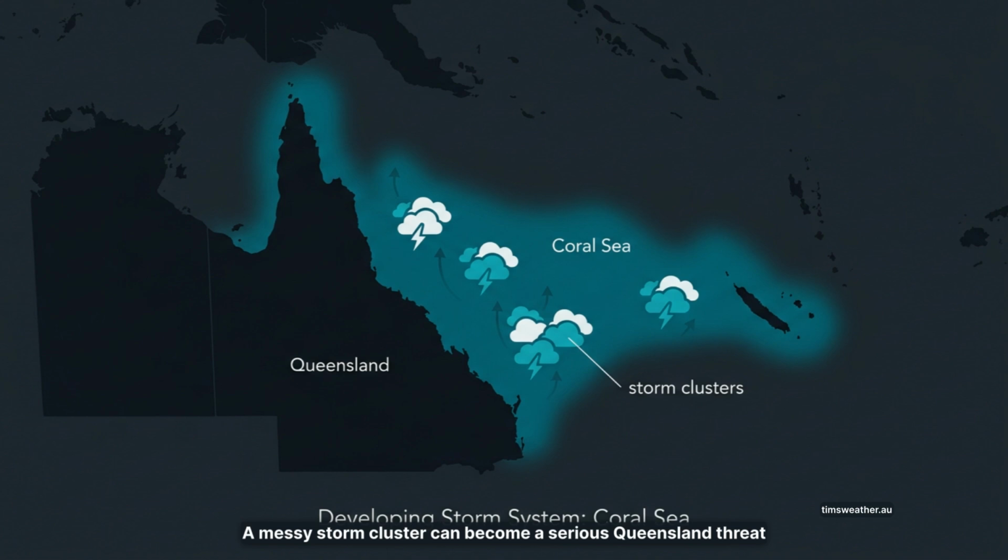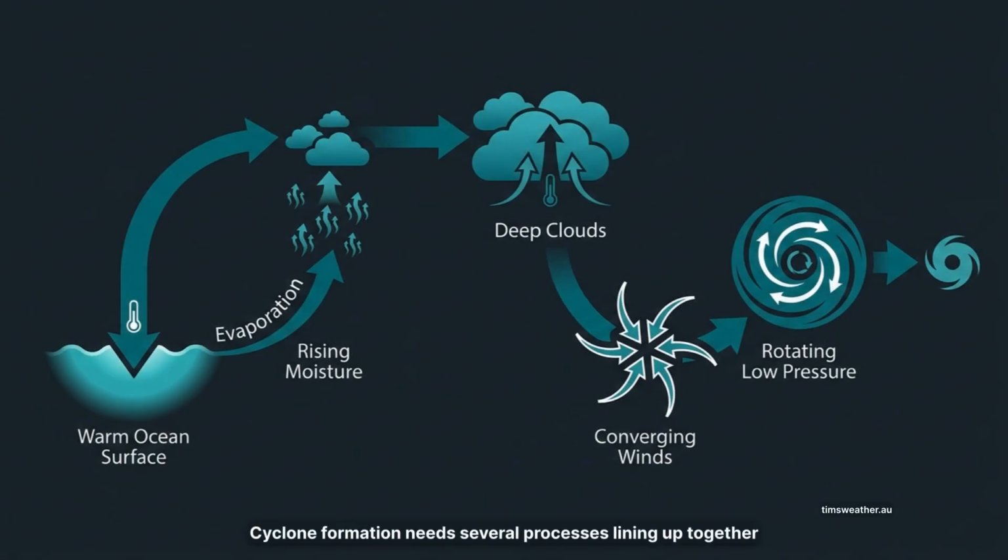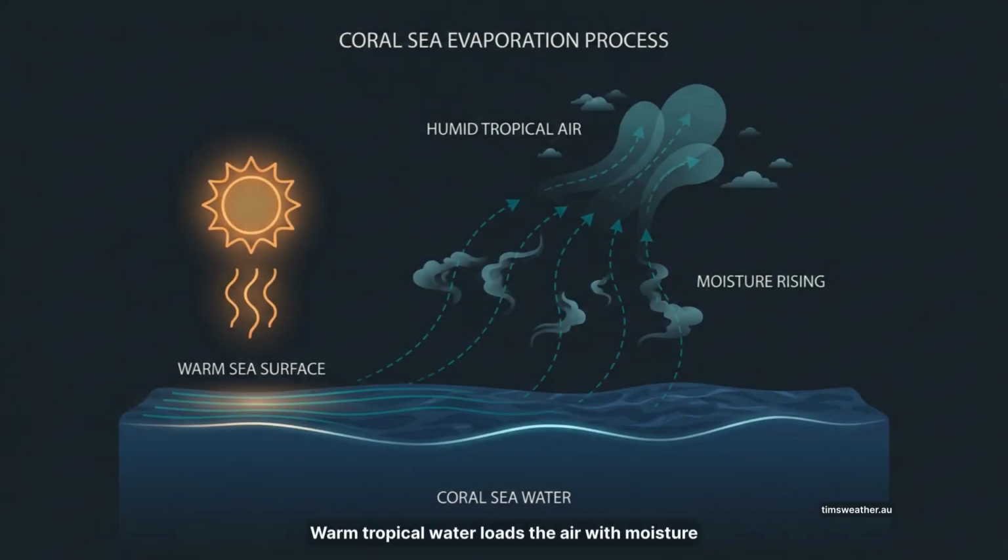The first ingredient is warm ocean water. In the tropics, warm seas increase evaporation, loading the lower atmosphere with moisture. When that moist air rises into thunderstorms, water vapor condenses into cloud and rain, releasing heat. That heat helps lower pressure near the surface and encourages more air to flow inward. Think of the ocean as the fuel tank, and the thunderstorms as the engine trying to organize that fuel into a rotating system. But warm water alone is not enough.